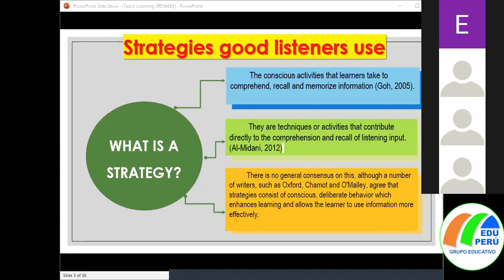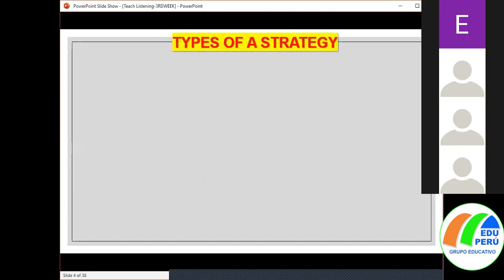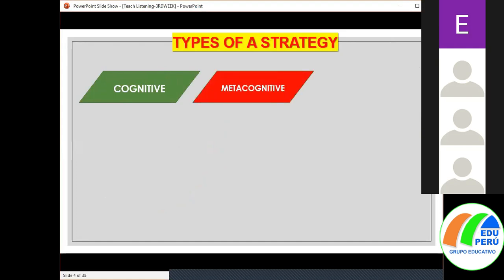Now we are going to analyze some types of strategies. The first one is the cognitive, then we have the metacognitive, and finally we have the socio-affective strategies, right? So we have three: cognitive, metacognitive, and socio-affective strategies. Let's analyze each of them. Do you have an idea what the cognitive strategies would be? What is a cognitive strategy?